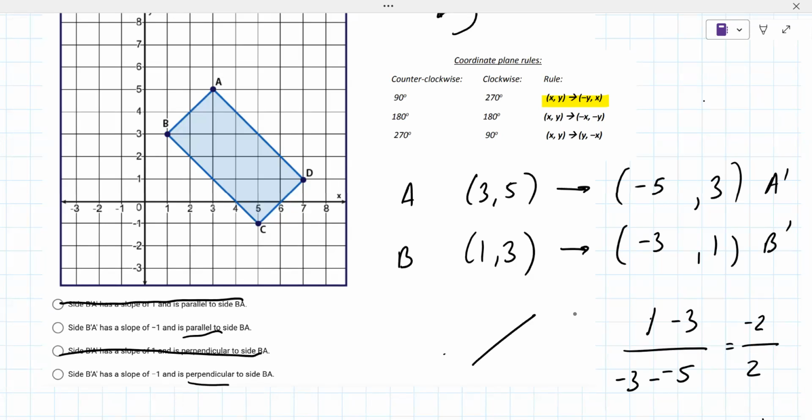I think you're overcomplicating. We know that AB goes this direction right here. When you plot the other one, it goes that direction, so they're perpendicular. Got it.